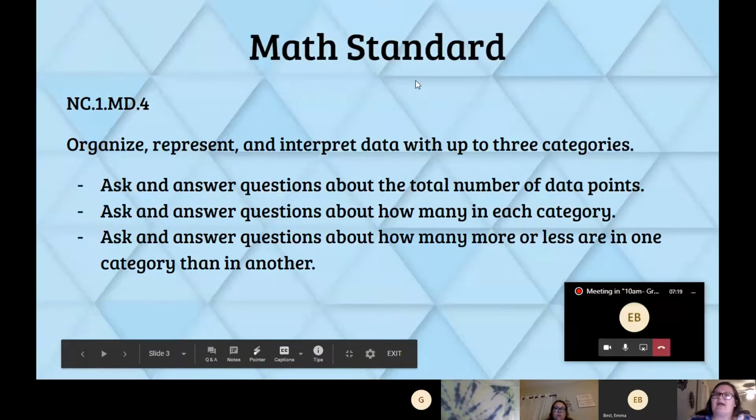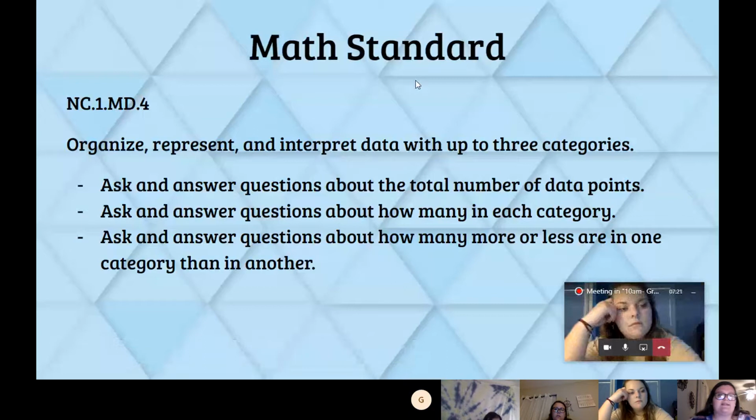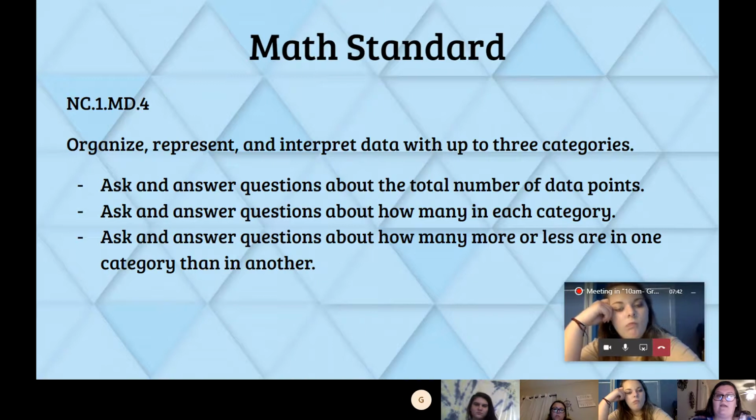The math standard that I found this one related to the most was NC 1 MD4, which is organize, represent, and interpret data with up to 3 categories. This looks like asking and answering questions about the total number of data points, how many are in each category, and how many more or less there are in one category than another. It was hard to find a standard at first because a lot of them were about adding more than one number, using counting to 20, and stuff. I saw this one and felt it fits the most, so that's the one I chose.